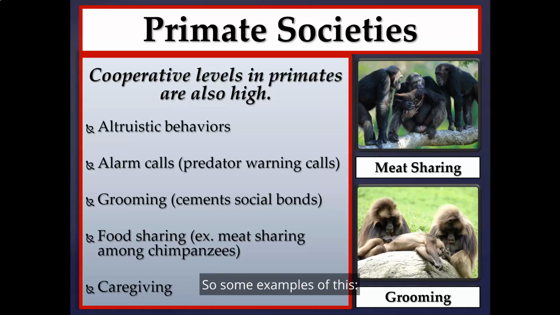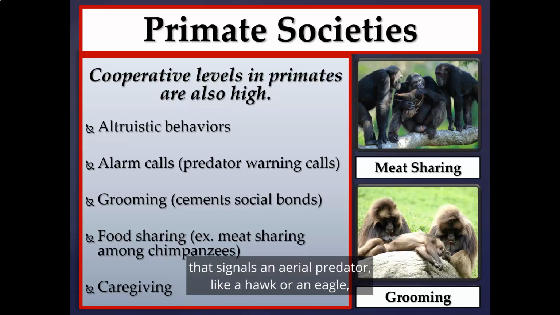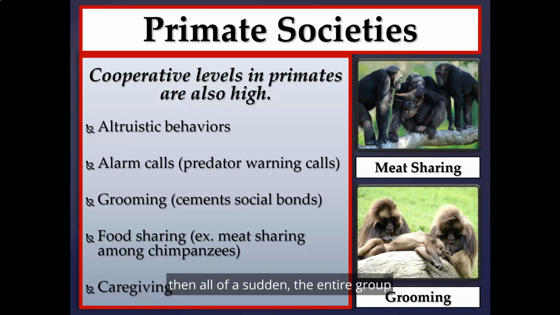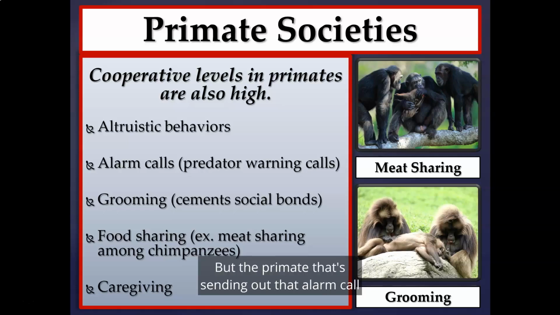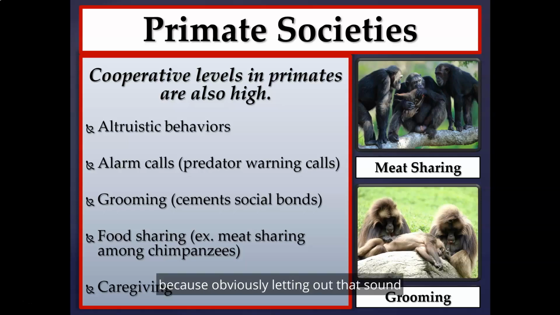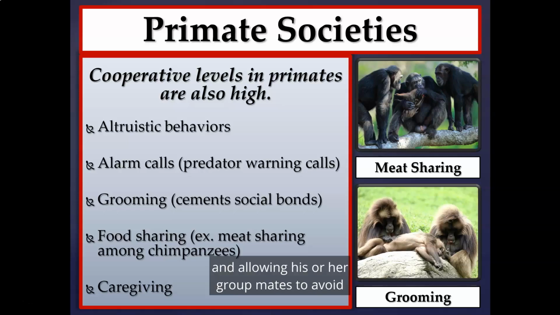Some examples of this: predator alarm calls. If you envision for a moment that we're all a group of vervet monkeys, and one of us lets out the alarm call that signals an aerial predator like a hawk or an eagle, then all of a sudden the entire group knows to move down in the canopy to hopefully avoid that aerial predator. But the primate that's setting out that alarm call is essentially putting him or herself in danger, because letting out that sound is calling attention to that primate and allowing his or her group mates to avoid being eaten by that predator.